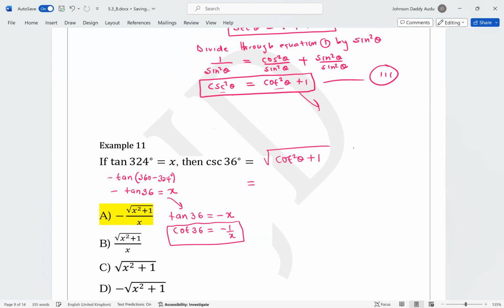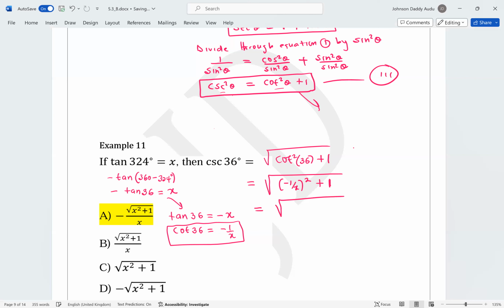Then now we will just use the fact that this is going to be the square root of cot squared theta plus 1. Now we're not using theta. Our theta is known. Our theta is 36. So in the place of theta here, I should use cot squared 36 plus 1. But what is cotan 36? I already said it is minus 1 over x. So this is going to be minus 1 over x, all squared, plus 1. And then we can just simplify.